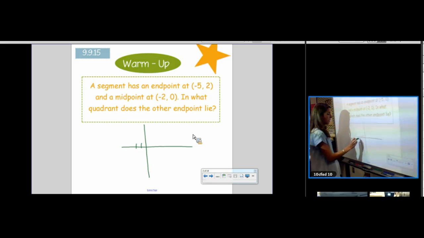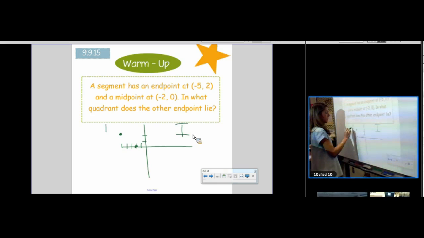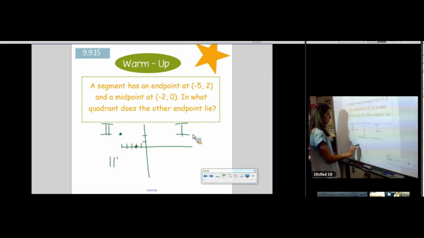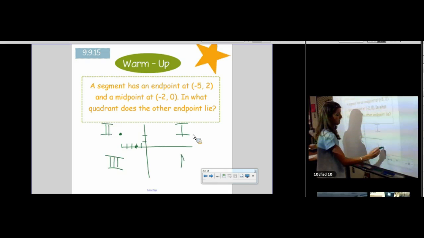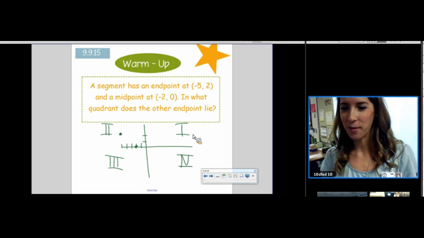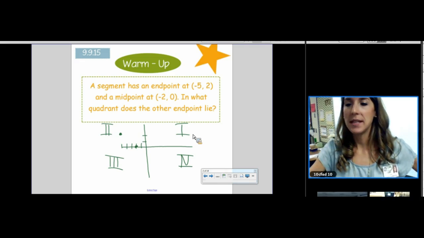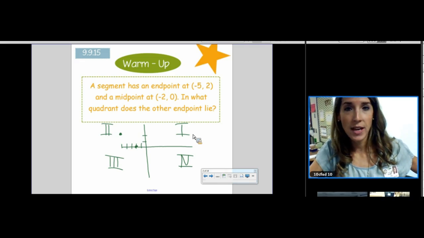1, 2, 3, 4, 5, 1, 2. It's not going to be perfect. (-2, 0). Here's your reminder of the quadrants from algebra. Today's an algebra review day, so we thought we'd throw some quadrants in. So the key to this warm-up is knowing that you were given an endpoint and a midpoint.